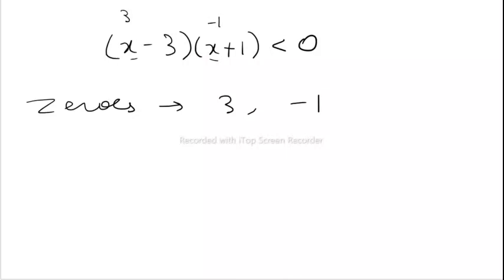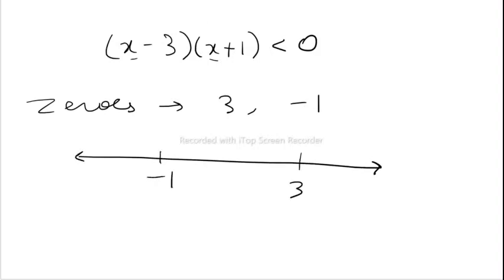If I put 3 in place of x, the whole thing will become 0. What you need to do is find the zeros of this LHS. So if I find the zeros, now what will I do? I will draw a number line. I will plot minus 1 over here, 3 over here, and then I'll do this.